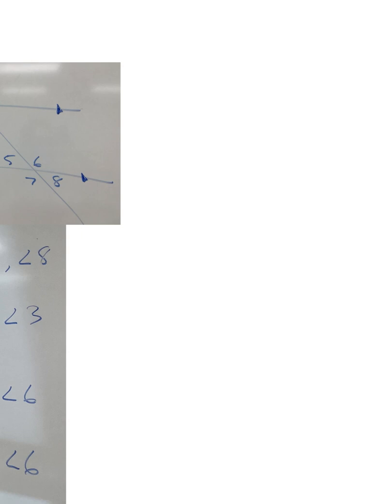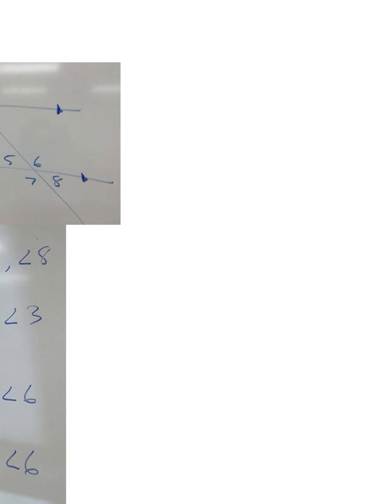Angle 2 to angle 8. 2 to 8 is corresponding. Corresponding is all you need. They're in the same position. Are they in the same position, people? Yes. 2 and 8. No, they're not. That'd be 6 and 2. Oh, right. 2 and 8.